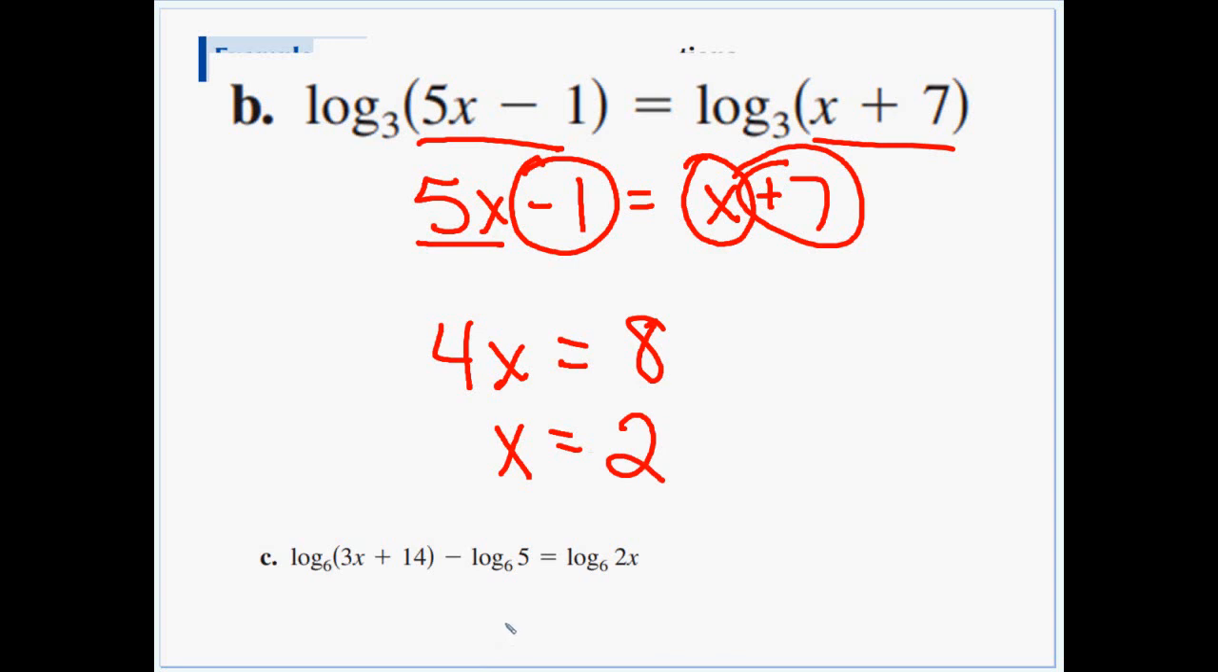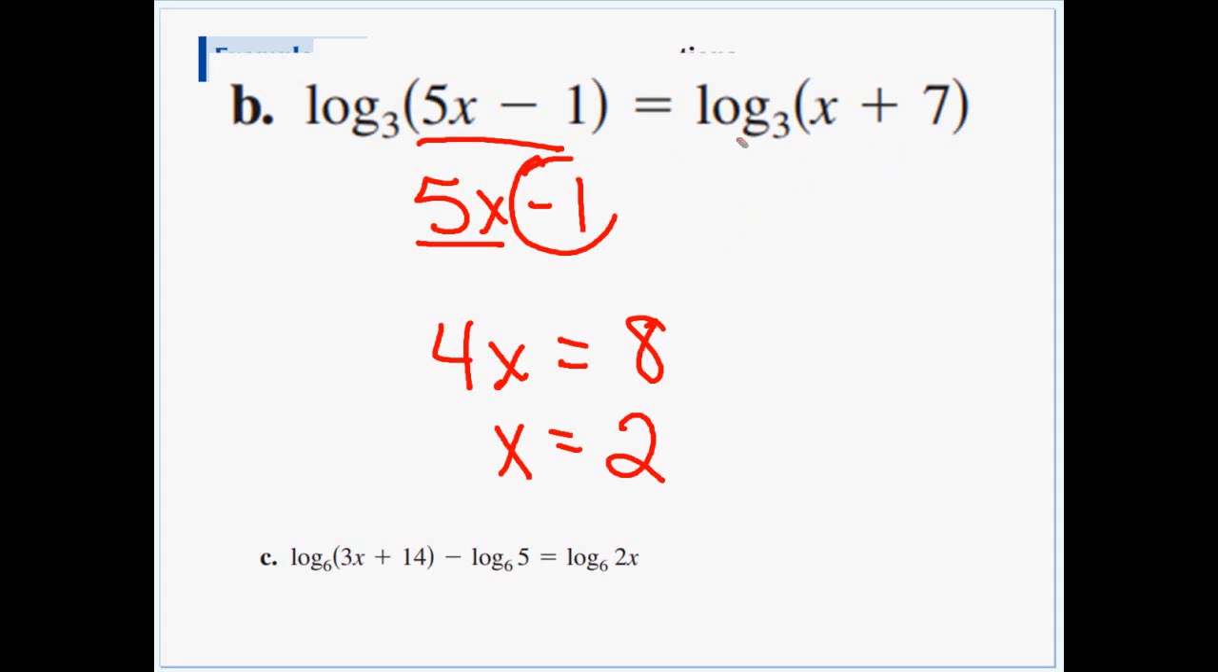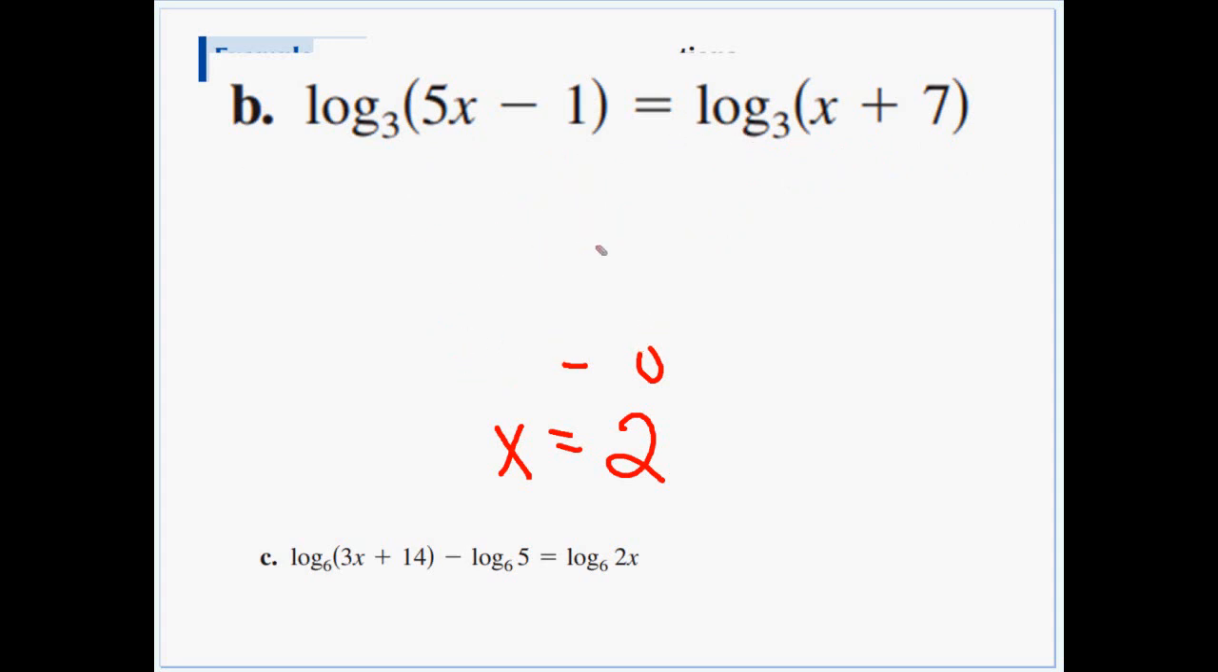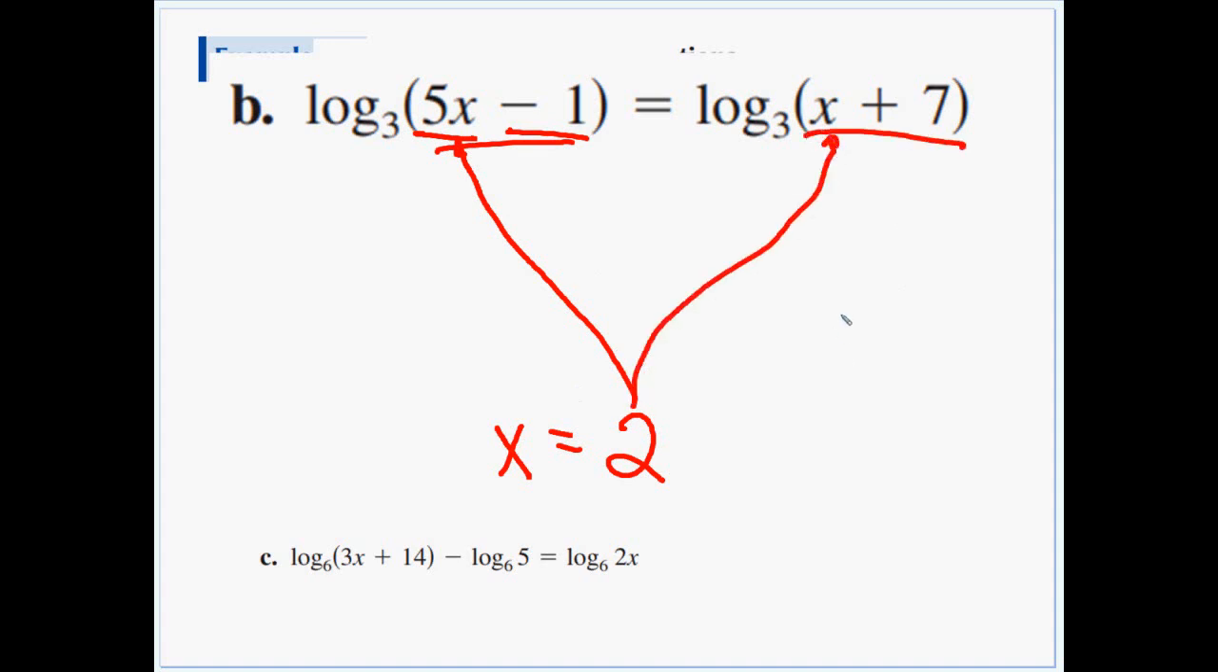It's always a good idea, too, to check your answers to make sure you don't have an extraneous answer. And it's real easy with logs. Remember, you can never log a negative. So let's plug this 2 into here. 2 times 5 is 10 minus 1. That's positive. Nothing to worry about. 2 goes into here. 2 plus 7 is 9. It's positive. Nothing to worry about.